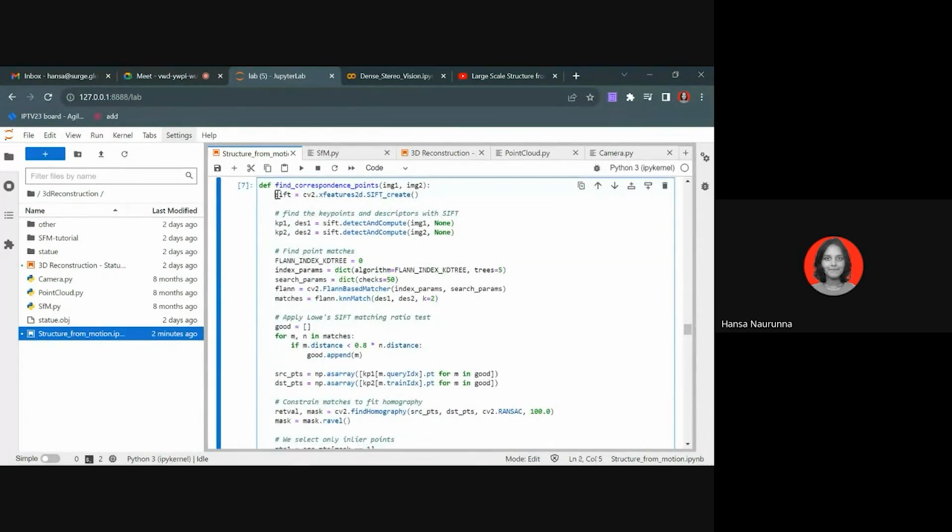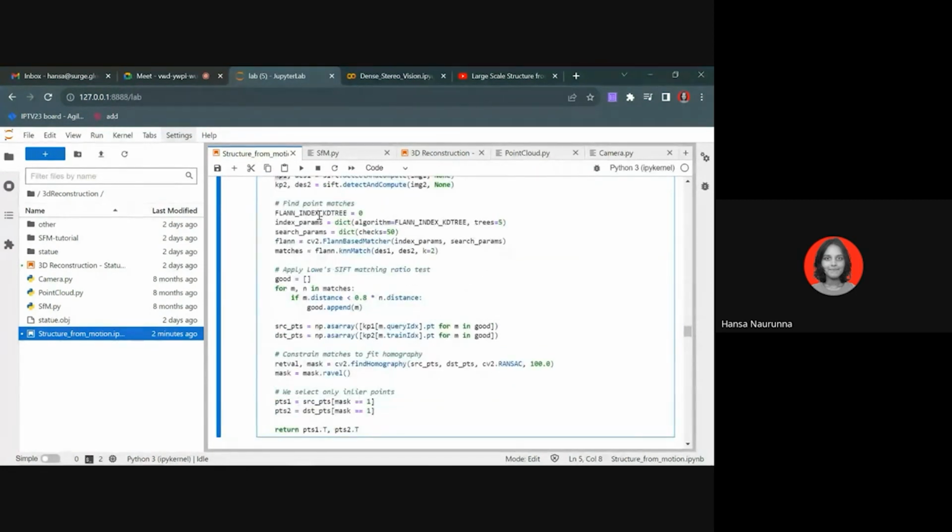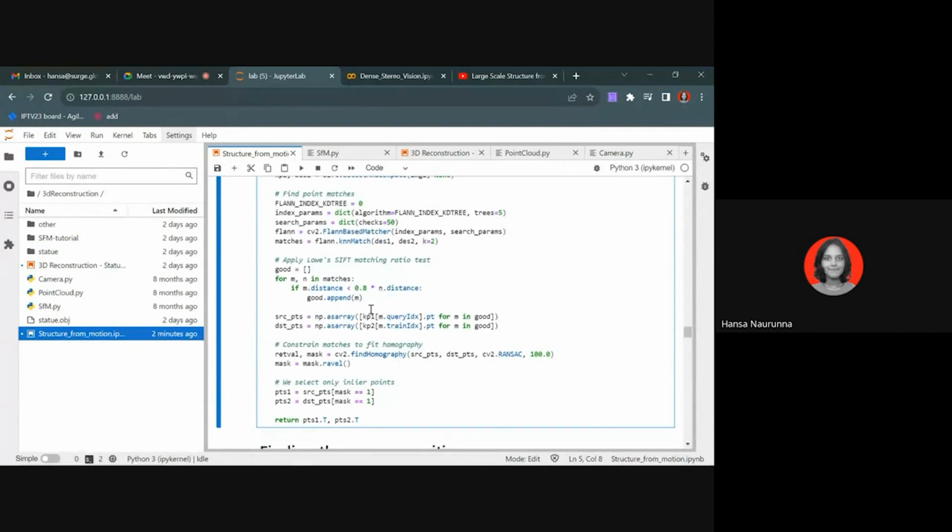So over here, we compute the SIFT features. And then over here, we're getting the key points and the descriptors. And we are matching everything over here. And we're also applying Lowe's SIFT matching ratio test over here. And then another thing we're doing is applying RANSAC.